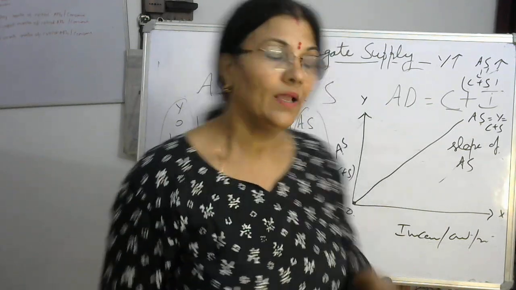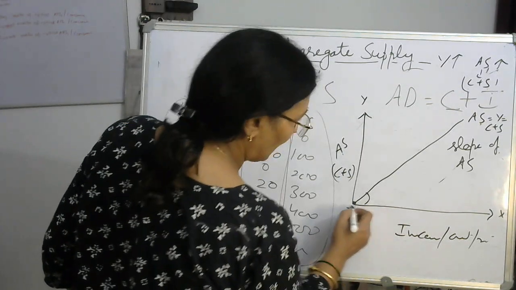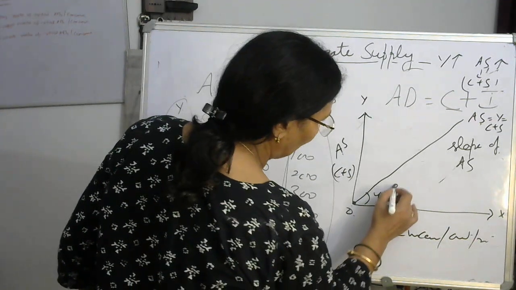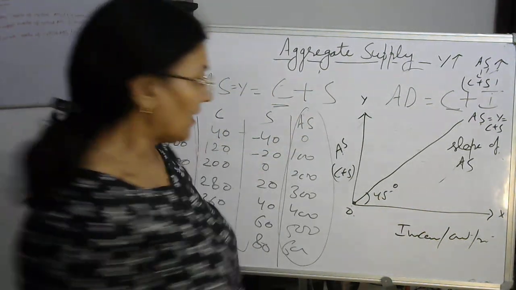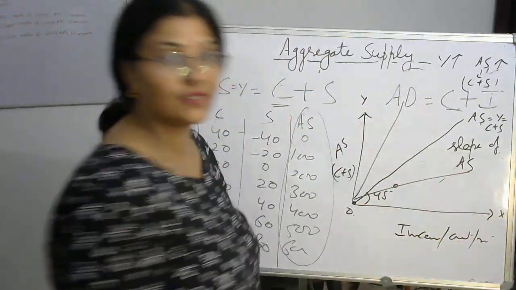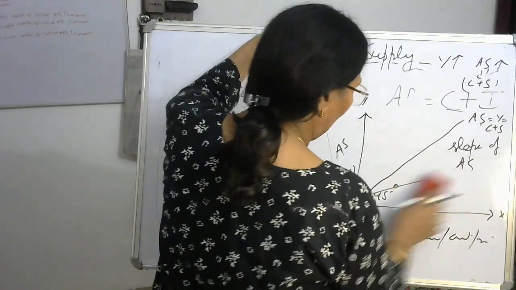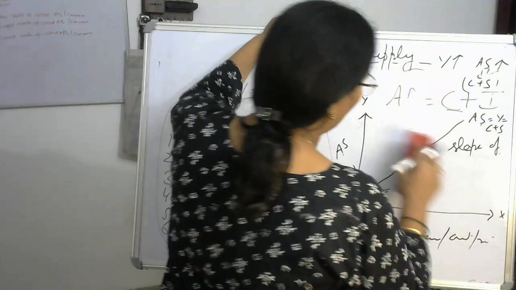Are you clear? Next feature you can see, it starts from origin with 45-degree angle. We can't make this curve like this. It is wrong. Why it is wrong? Why do we have to draw the AS only with 45-degree angle?